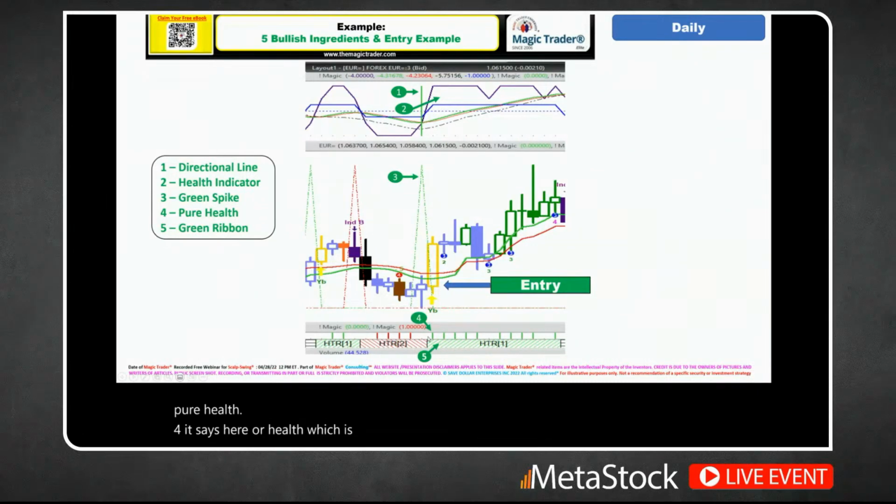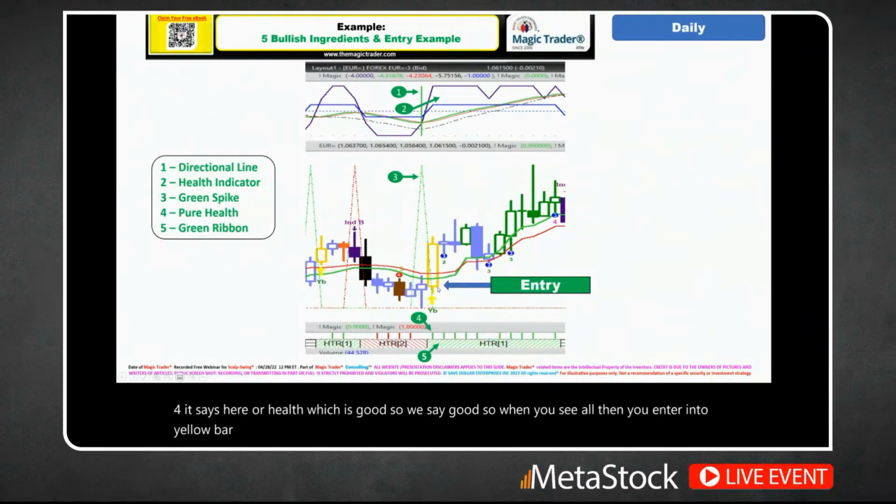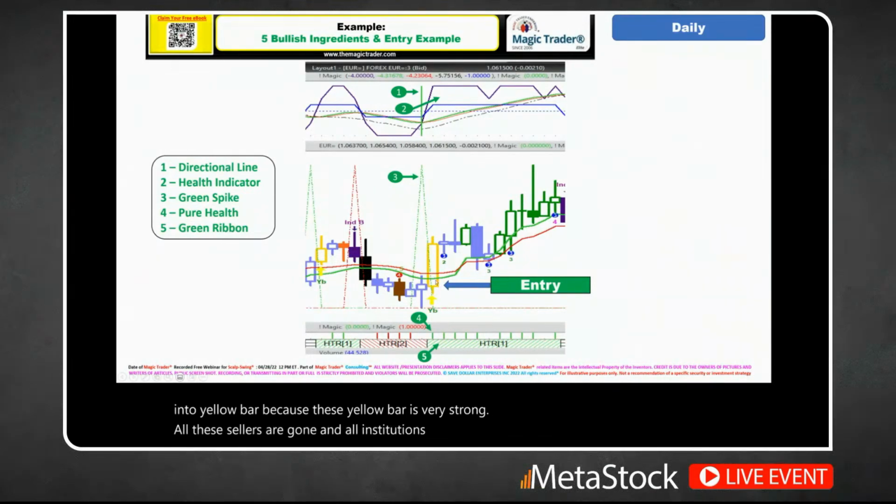So we say good. So when you see all, then you enter into the yellow bar, because this yellow bar is very strong. All these sellers are gone and all institutions start taking positions. Short covering also does happen.